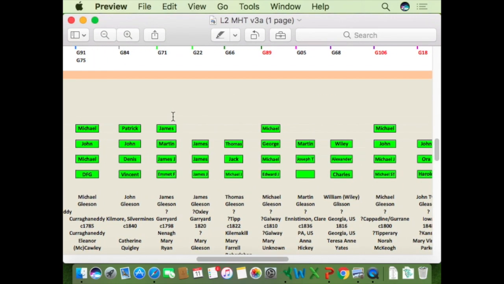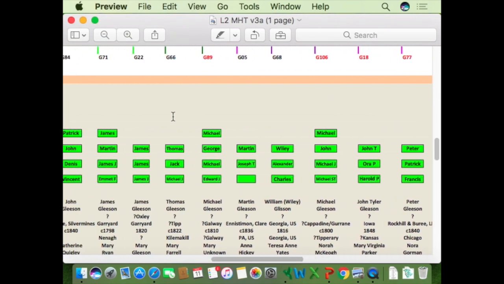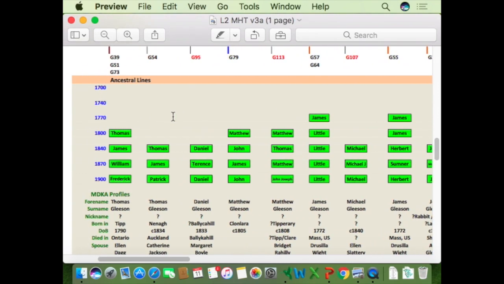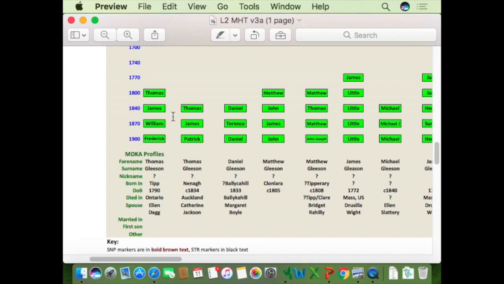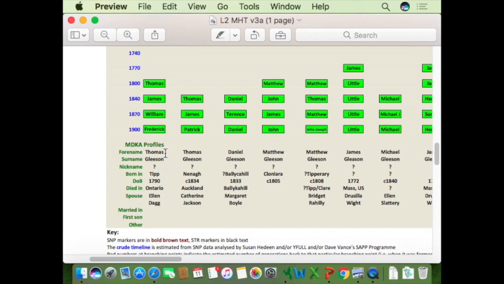You can see them all there, and that's all we know. They all end about 1800, and we don't have many of them that actually have a common ancestor. The MDKA profiles then is I encourage the members to document the details of their most distant known ancestor.